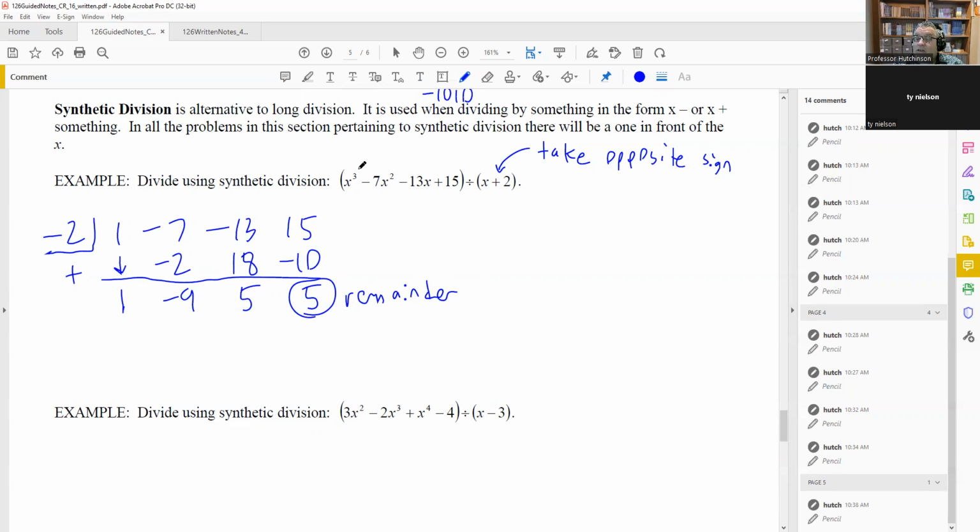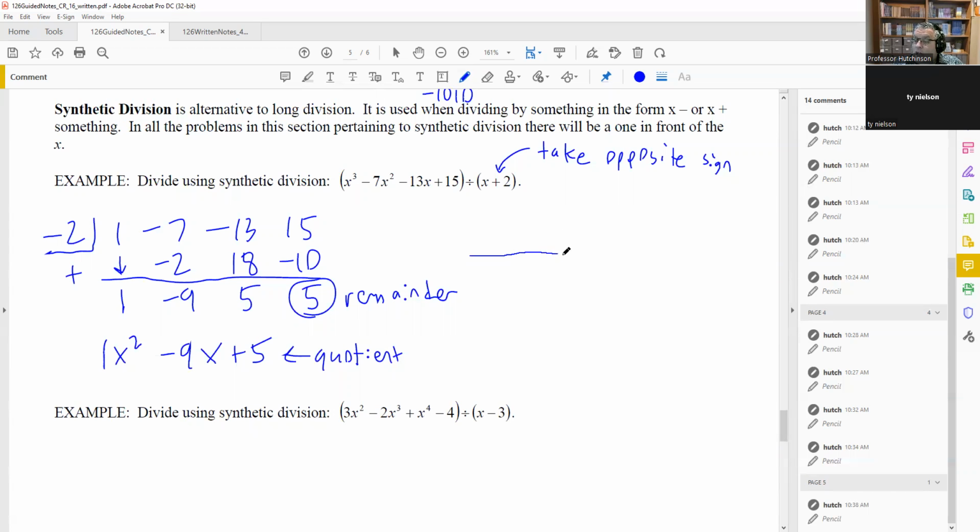Now originally we had x cubed, and you're dividing it by an x, which means that this is going to be a 1x squared. This is going to be a -9x, and then plus 5. So this part here is going to be your quotient.